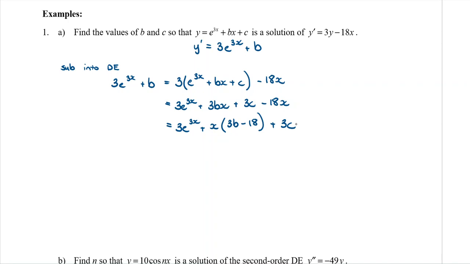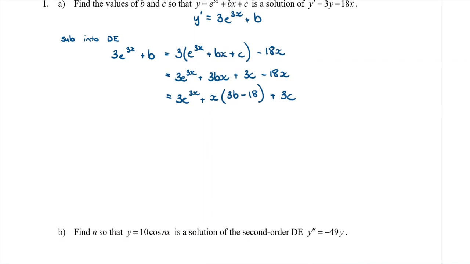Okay, so as I said, we're going to compare the coefficients. If I look at the e to the 3x's, they're actually identical. I have e to the 3x on the left and 3e to the 3x on the right. They're exactly the same. I get nothing from them, so there's nothing useful there. So I'm going to start with the coefficients of the x terms. The coefficient of x on the left-hand side, there is no x term, so that means it's 0. On the right-hand side, my x term is the one with the bracket, and the coefficient is 3b take away 18.